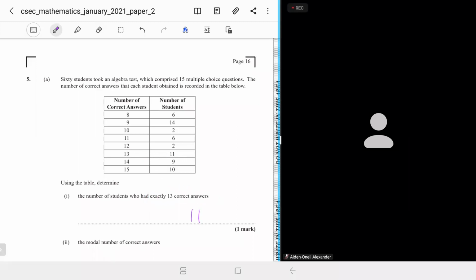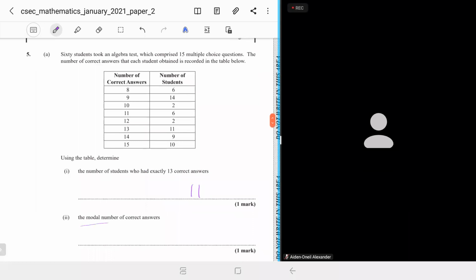11 students. The modal number of students. The modal number of correct answers. Talk to me. What's the modal number of correct answers? 9, sir. Beautiful. Remember, this is the frequency now.